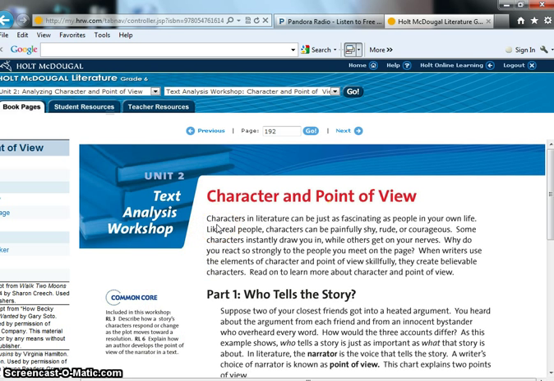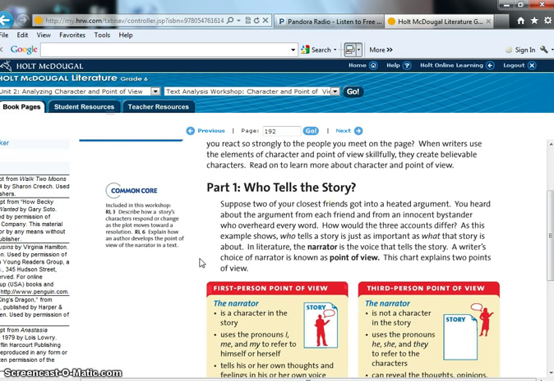Characters in literature can be just as fascinating as people in your own life. Like real people, characters can be painfully shy, rude, or courageous. Some characters instantly draw you in, while others get on your nerves. Why do you react so strongly to the people you meet on the page? When writers use the elements of character and point of view skillfully, they create believable characters. Read on to learn more about character and point of view.